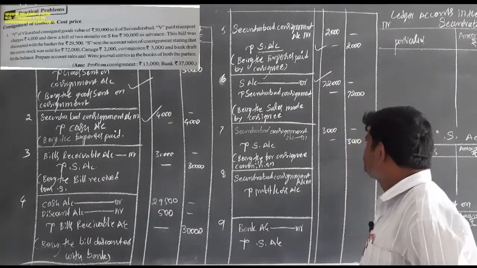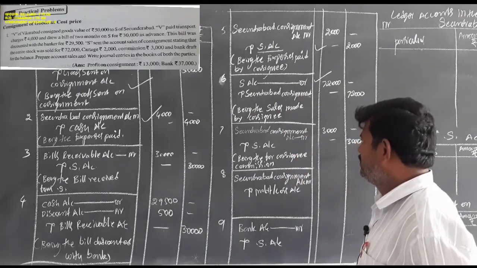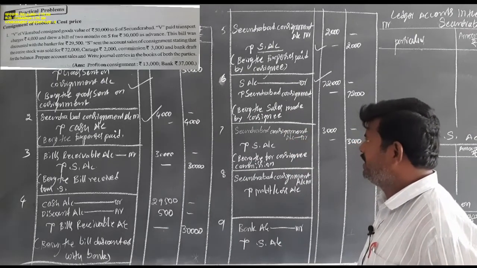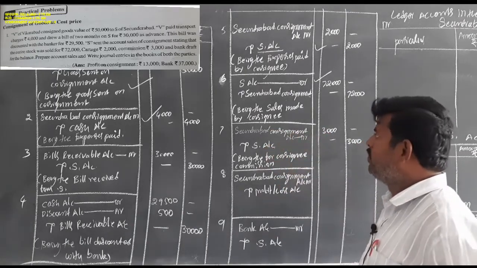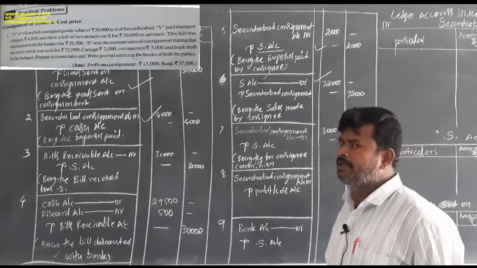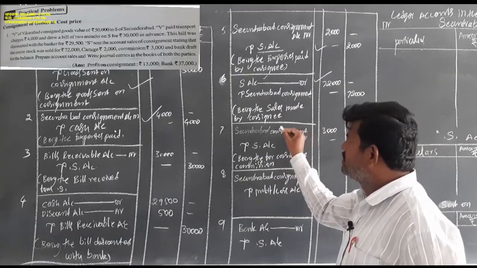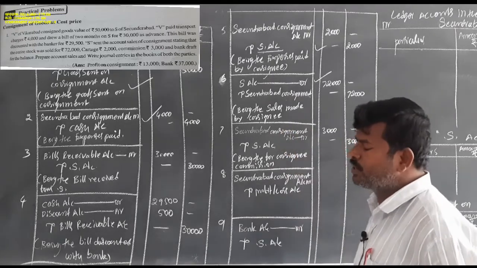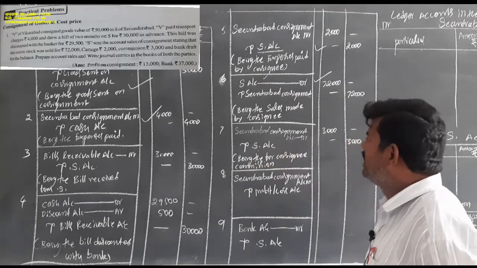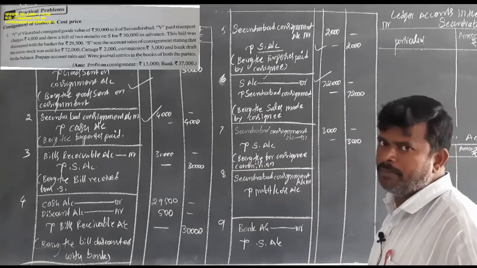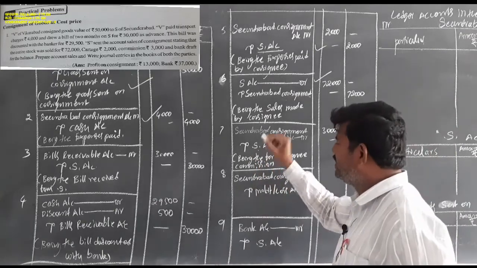Next, after that, commission will be chargeable. Commission is payable to the consignee. So Secunderabad consignment account debit to S account. Why is Secunderabad consignment account debited? Means the commission is an expense to Secunderabad consignment account. So Secunderabad consignment account is debited. S is the creditor in this case. So S account will be credited.